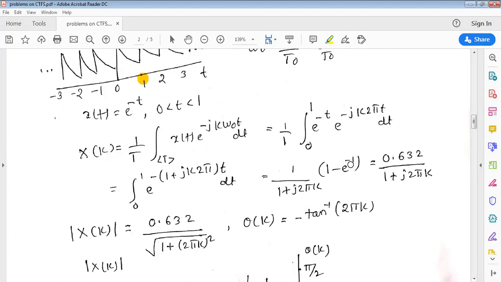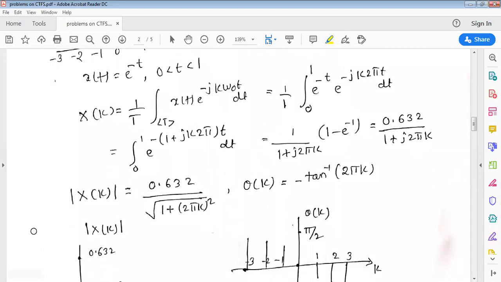And what is e power minus 1? Get it from the calculator, 0.368. So you do 1 minus e power minus 1, and you will get 0.632 by 1 plus j 2 pi k. So the modulus of x of k, I will obtain as 0.632 divided by the root of 1 plus 2 pi k whole square. Okay, I am taking the absolute value.